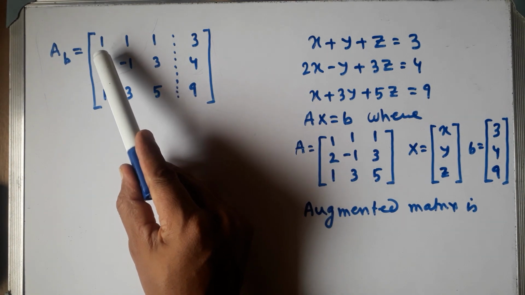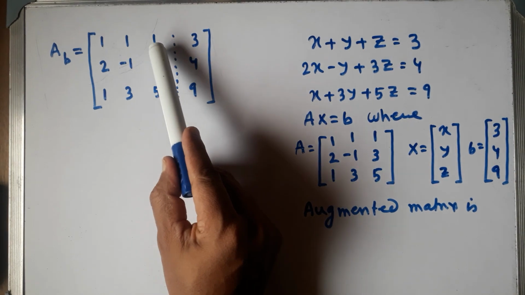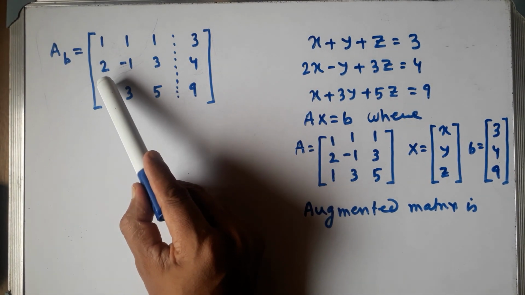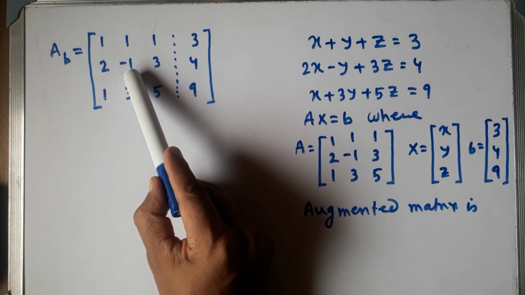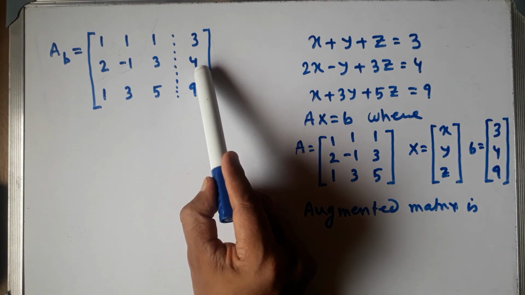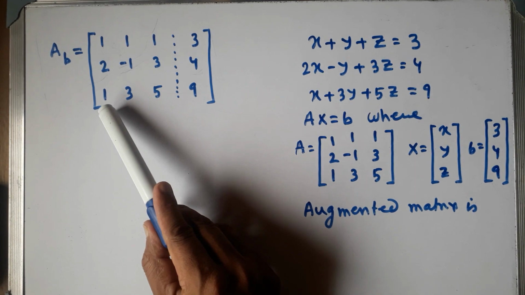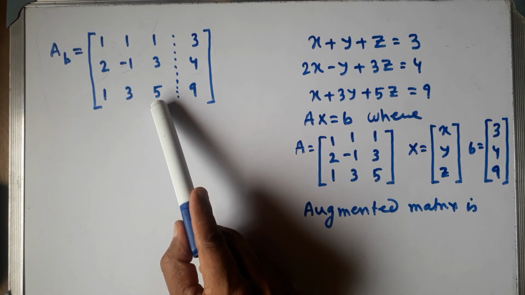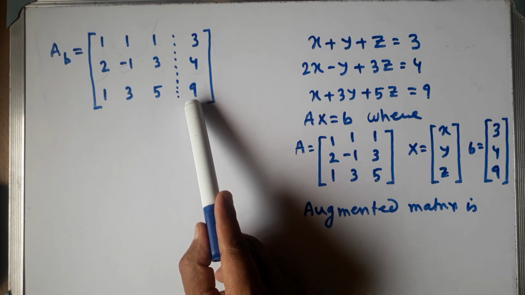First equation is x plus y plus z equal to 3. Second equation is 2x minus y plus 3z equal to 4. Third equation is x plus 3y plus 5z is equal to 9.